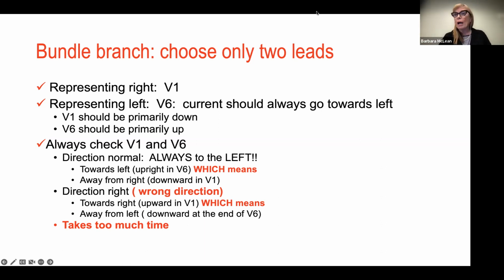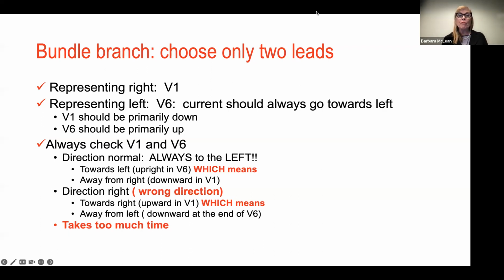Now, you always need to check this V1 and V6, or V1 and modified V6. And remember that normal direction of current in the heart is always to the left. So in V6, it should be upright, and it should always be downwards in V1. So first and foremost, we look first at direction.